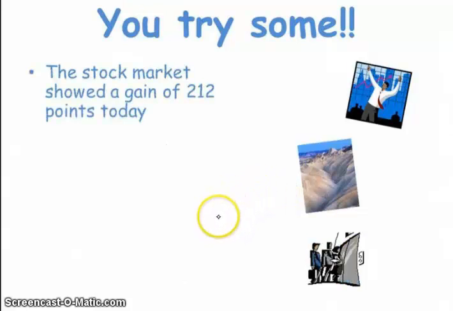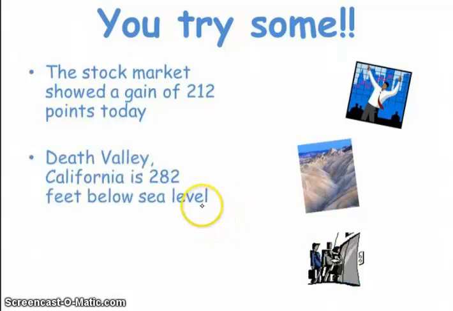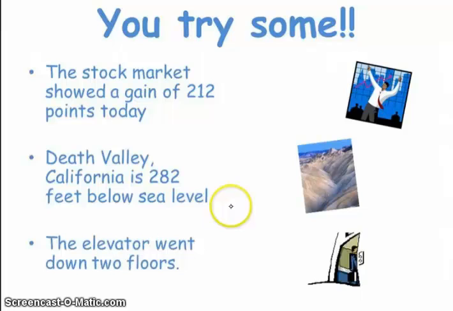The stock market showed a gain of 212 points today. Death Valley, California is 282 feet below sea level. The elevator went down 2 floors. Go ahead and try to represent these with an integer, with a numerical value, and then pause and then come back and check.